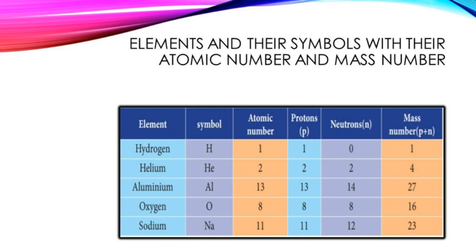Next, sodium, symbol is Na, the atomic number of sodium is 11 and the number of protons in sodium is 11 and the number of neutrons in sodium is 12. So the mass number is equal to the number of protons plus the number of neutrons. So 11 plus 12 is equal to 23.